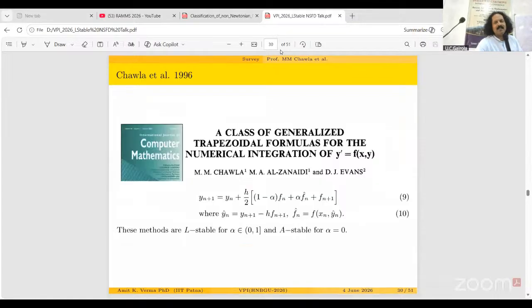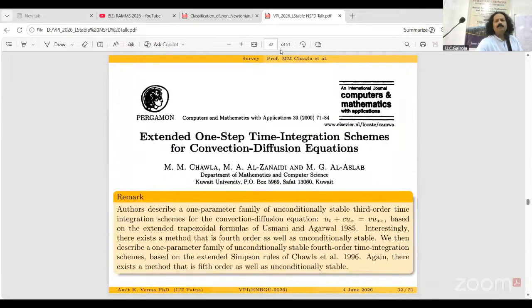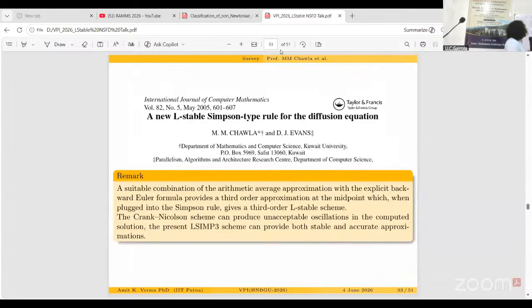I skipped some papers. I will come to this paper, a basic paper which motivated us to do our work. In this paper, he used Simpson's 1/3 rule. Simpson's 1/3 rule is order 4 convergent globally. But he introduced L-stability in the Simpson's 1/3 formula, and he has shown some solutions of nonlinear PDEs. Once you introduce L-stability, the order reduces by 1.